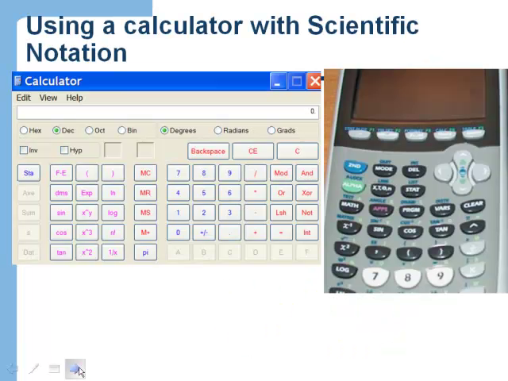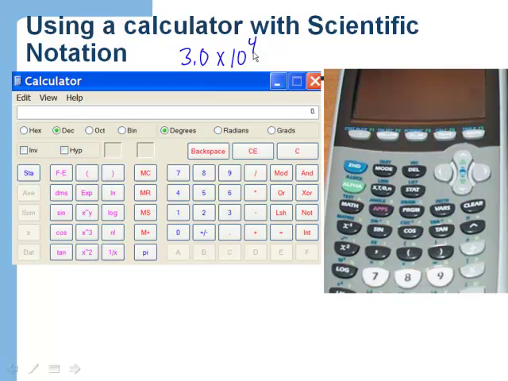Now, we can actually do calculations with scientific notation using a calculator. And again, I'm just going to demonstrate this for the Windows calculator and also for the TI-83. If you have a different calculator, I can show you how to do it on your calculator in class. One of the things to keep in mind is when a calculator shows you a number in scientific notation. For example, let's say the calculator wants to show you 3 times 10 to the 4th.